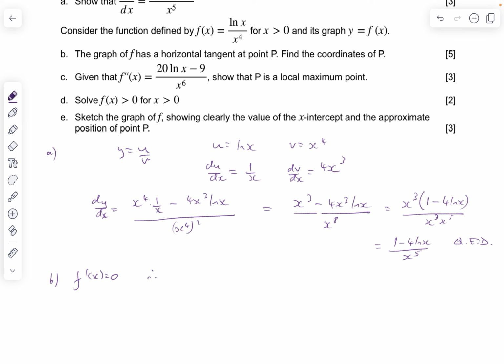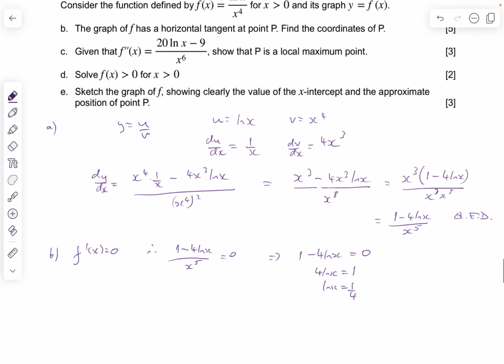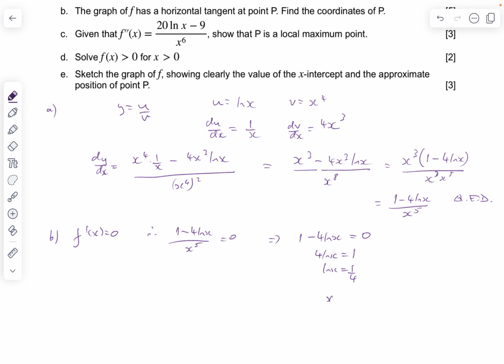Therefore, f dashed of x we worked out in the previous part. Let's get rid of the fraction by multiplying by x to the power 5. So that cancels that out, and 0 times anything gives me 0. So we get 1 subtract 4 log x equals 0. Add 4 log x to both sides, so 4 log x equals 1. Divide by 4. Log x equals a quarter. And to get x, e to the power of log of x gives us x equals e to the power a quarter. And it wants the coordinates of P.